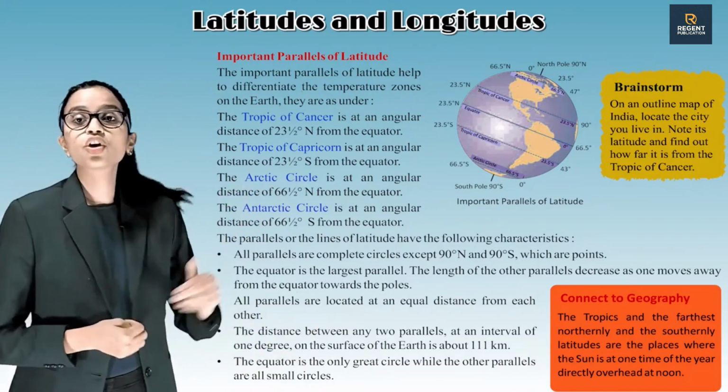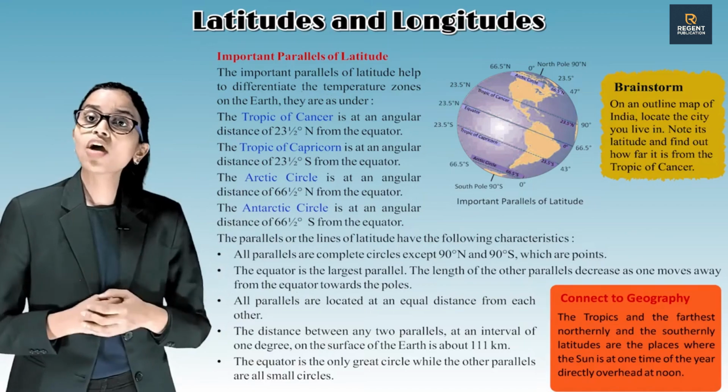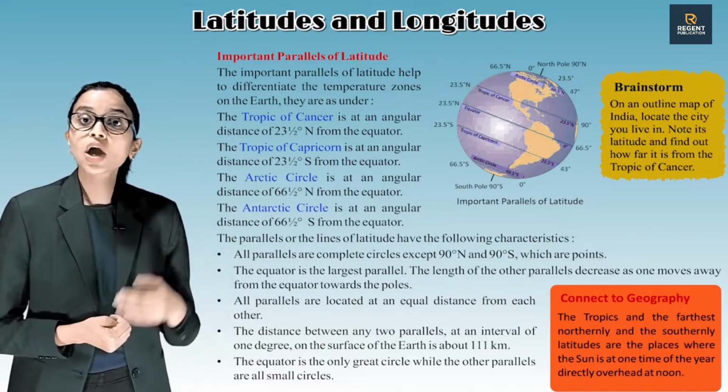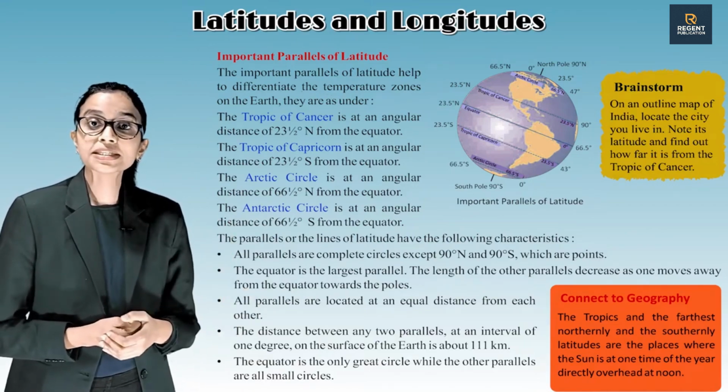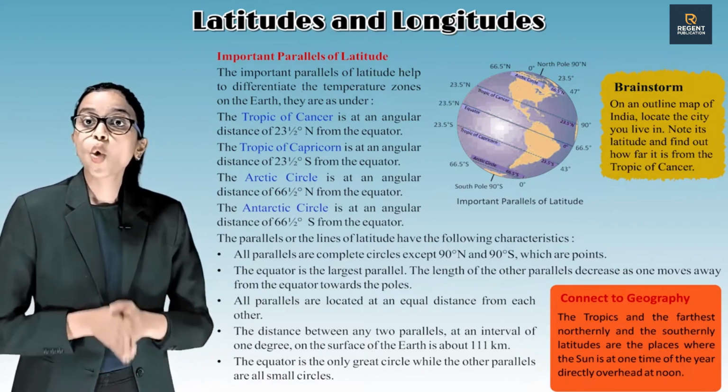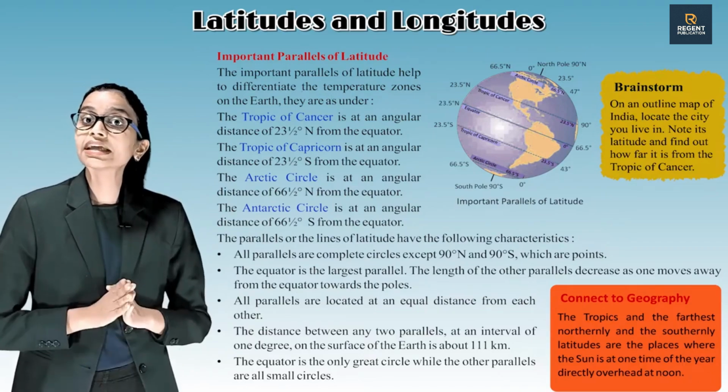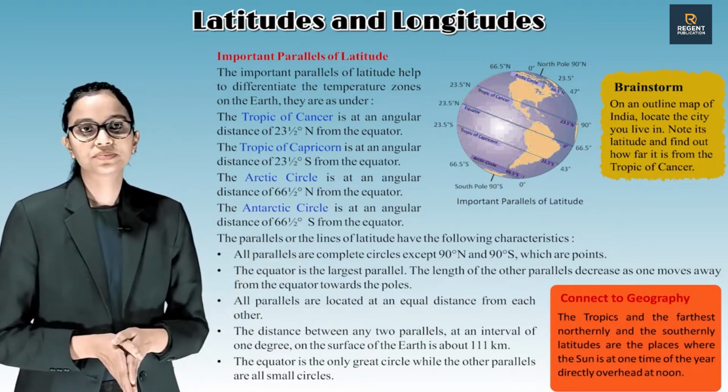Let's connect to geography. The tropics and the farthest northerly and southerly latitudes are the places where the sun is, at one time of the year, directly overhead at noon.